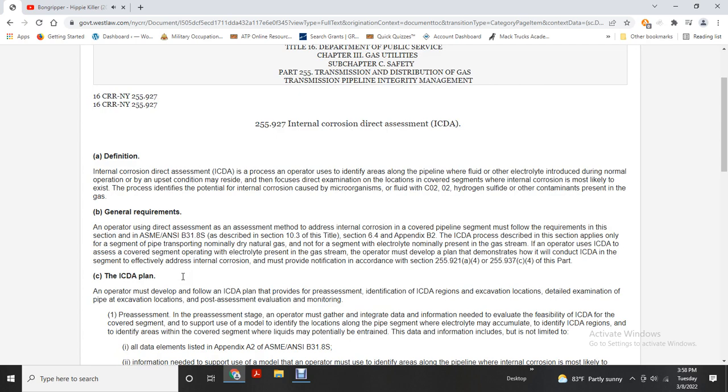An operator using the direct assessment method to address internal corrosion in a covered pipe segment must follow the requirements in ASME ASI B31.8S, Section 6.4, Appendix B2. The internal corrosion direct assessment process described in this section applies only to a segment of pipe transmitting normally dry natural gas, and not to a segment where electrolyte is normally present in the gas stream. The operator must not use internal corrosion direct assessment for a covered segment operating with electrolyte present in the gas stream. The operator must develop the plan prescribed for conducting internal corrosion direct assessment and the segment must be effectively addressed for internal corrosion, but provide notification according to sections 255.921 A4 and 937 C4 of this part.